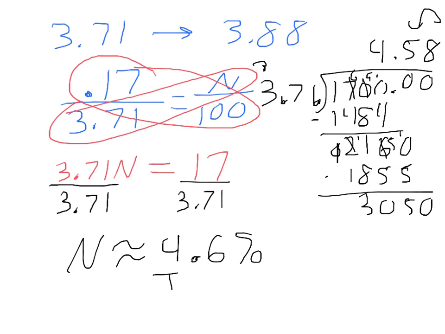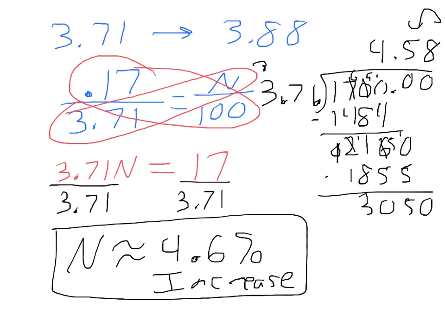Now, was this an increase or a decrease? And I have to write that down. So my answer is approximately a 4.6% increase. No, in this case, I don't have to, because that's the difference between the proportion and the equation. In the proportion, because I'm using n over 100, I don't have to move the decimal over. In the equation, I'm not. That's why I have to move the decimal over in the equation. Okay?